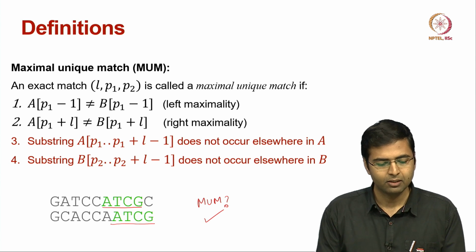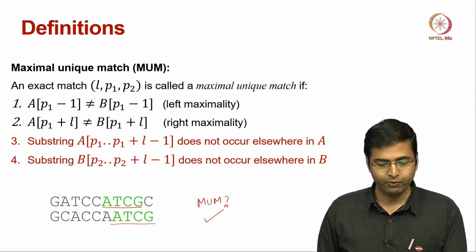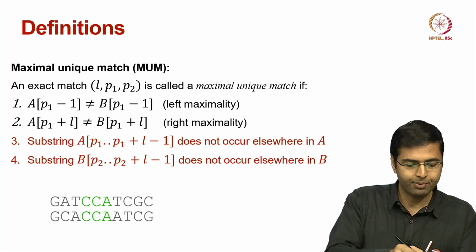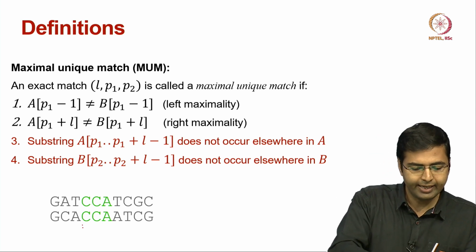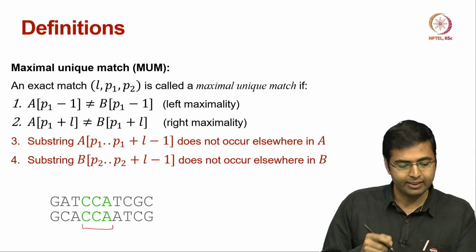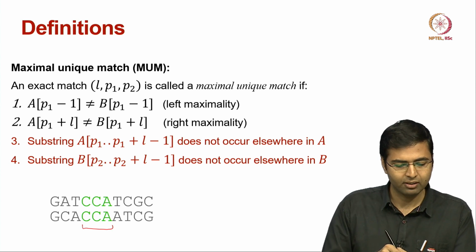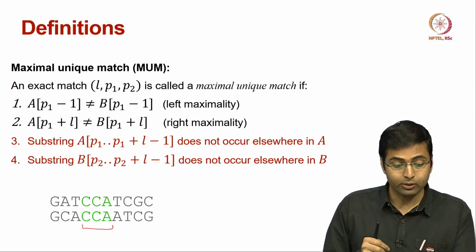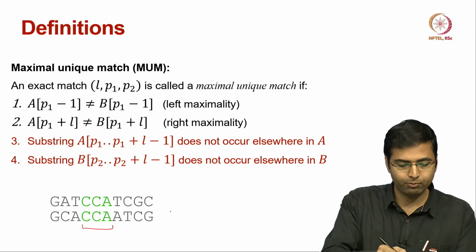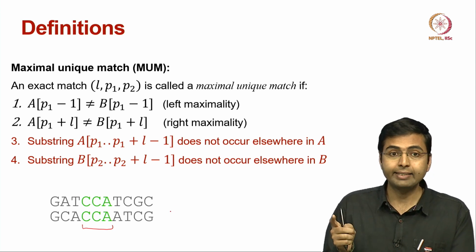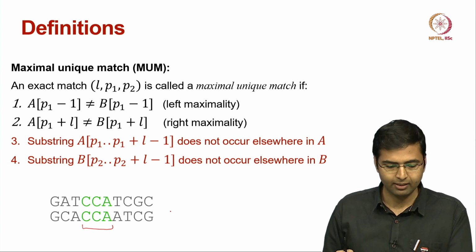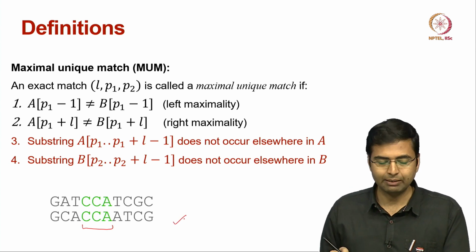Here is one more example. In this case CCA is definitely a maximal exact match because you cannot extend it left and right, and it is also a maximal unique match because CCA occurs exactly once in sequence A as well as sequence B. So, this is a maximal unique match.